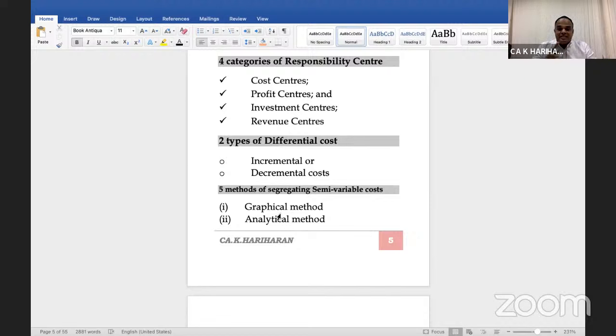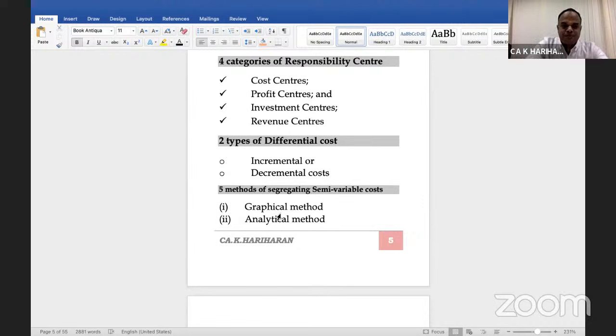Change in cost itself, what is it? It may be increase or decrease. If it is increase, then it is called incremental cost. If it is decrease, then it is called decremental cost. Therefore, two types of differential costs are there. One is incremental cost, another one is decremental cost.